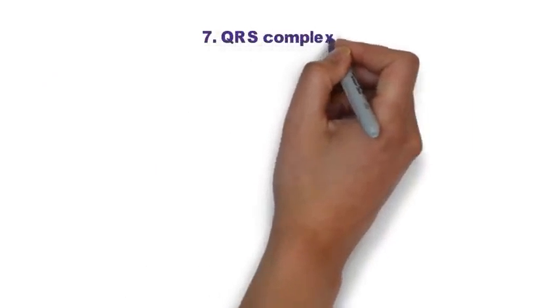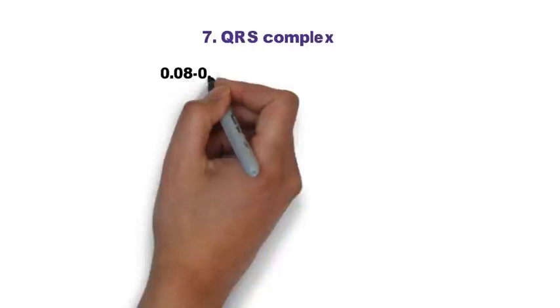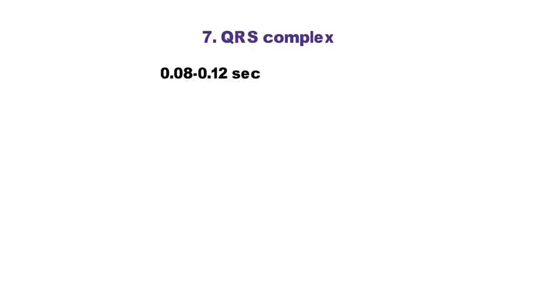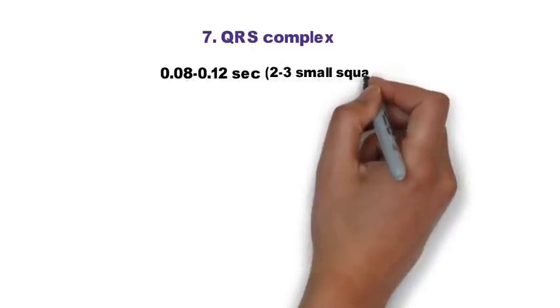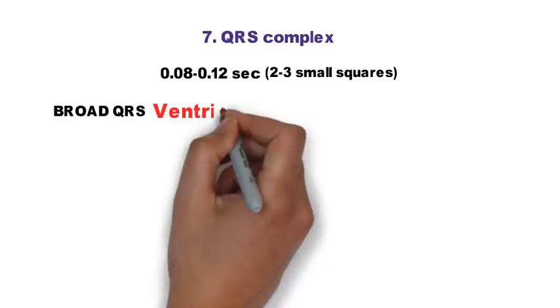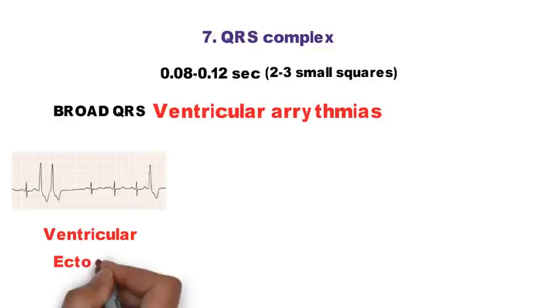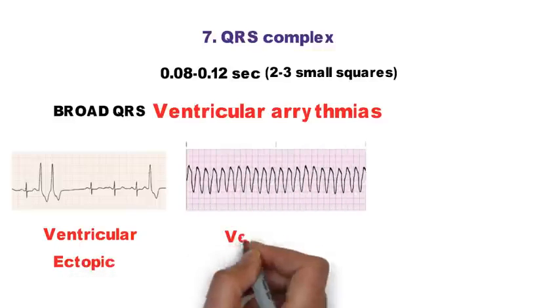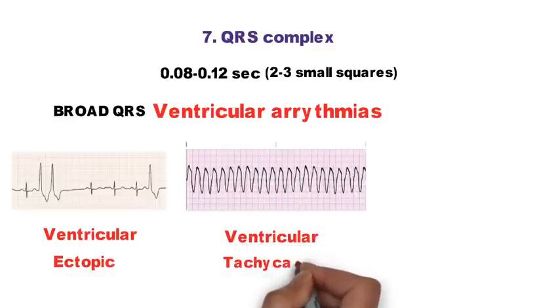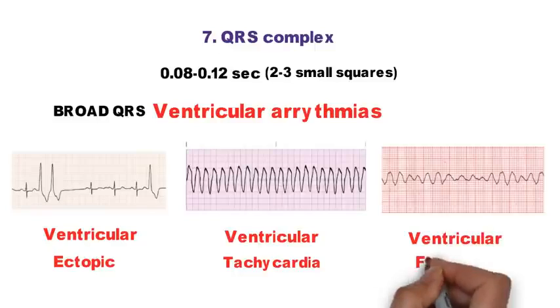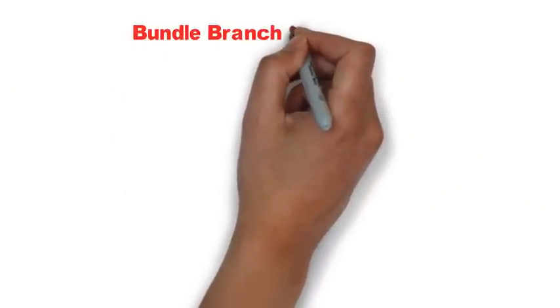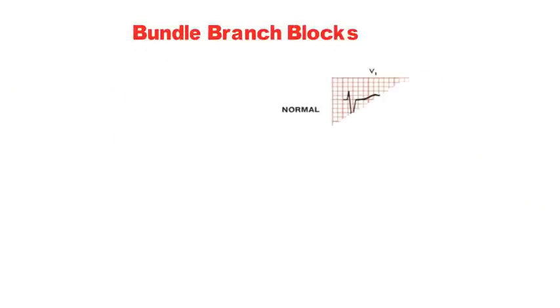Step 7 is QRS complex. Normally it is 0.08 to 0.12 seconds, that is 2 to 3 small squares. It is widened in ventricular arrhythmias, which can be ventricular ectopic or ventricular tachycardia or ventricular fibrillation, or any pathology below the bundle of His. QRS is also widened in bundle branch blocks.